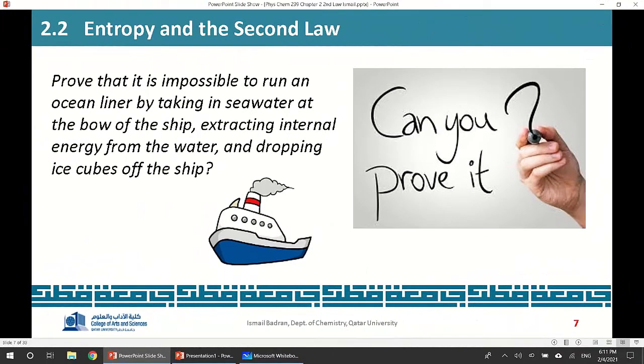Here's a thought experiment I give to my students all the time: prove that it's impossible to run an ocean liner, meaning a ship, by taking in seawater at the bow of the ship, extracting internal energy from the water, and dropping ice cubes off the ship. This question has two answers. One is the philosophical answer, where you can just explain this based on the previous definition of entropy in the second law, but there is also a mathematical proof for that. You can think about this and maybe discuss it with your friends.